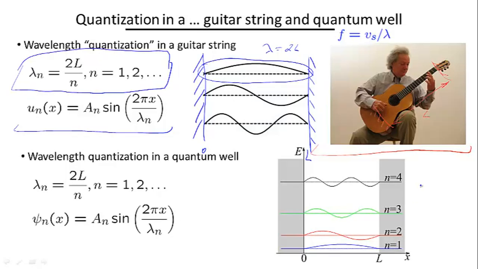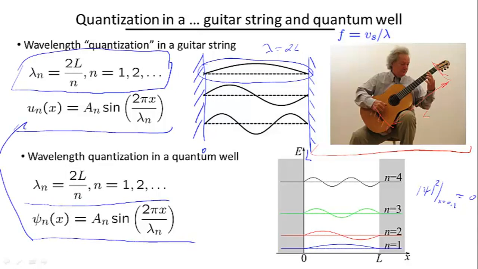Therefore, we must demand that the probability, psi squared, at x equals 0 and L is identically equal to 0. In other words, psi itself is equal to 0, and this is much similar to having a node at the endpoints of this string. So if we solve this problem for the electron, which will involve solving the Schrödinger equation, we're going to find exactly the same wavelength, and the wave function is going to look exactly the same as the displacement of the string. So there's absolutely no difference.